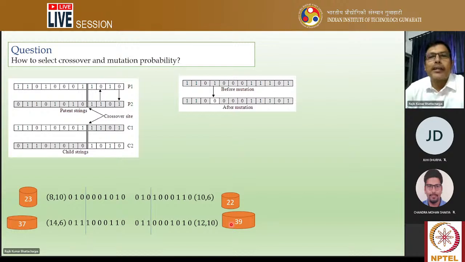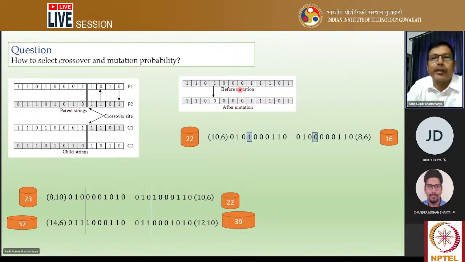Now let us see what mutation is doing. Suppose this is the mutation, where I go bit by bit, and finally this particular bit is mutated. In this case it was 22, and this bit is mutated, and finally what you are getting is 16. So whatever new solution you are getting is away from this particular solution. That means you are searching for a solution away from the current solution.